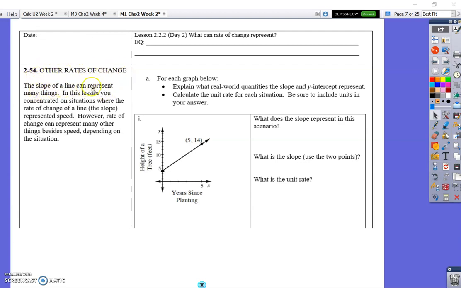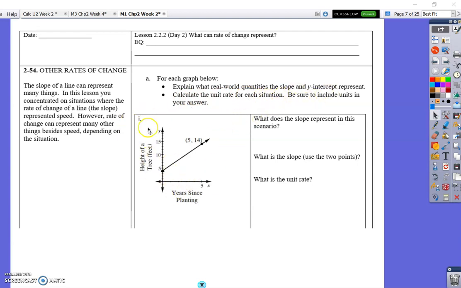The slope of a line can represent many things. In this lesson, you will concentrate on situations where the rate of change of a line, the slope, represented speed. However, rate of change can represent many other things besides speed, depending on the situation. For each graph below, explain what real-world quantities the slope and the y-intercept represent. Calculate the unit rate for each situation. Be sure to include units in your answer.